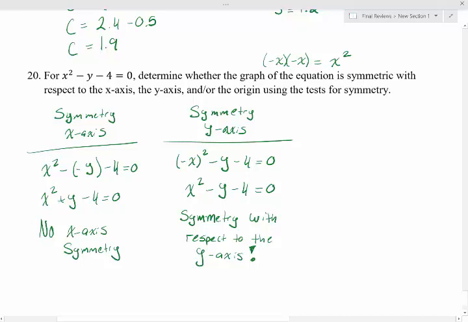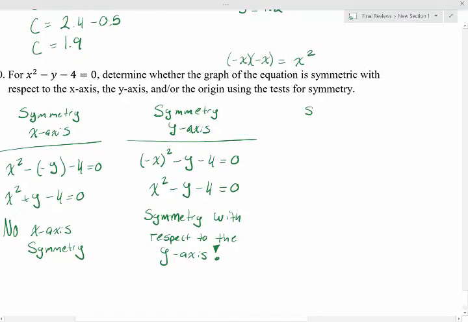Alrighty, and then the last one is going to be to test for our origin. Now, you may know the little shortcut, saying that if we have symmetry with respect to the x-axis and not the y-axis, we're guaranteed to not have symmetry with respect to the origin, or vice versa. But, worst case scenario, double check. It's only going to take a couple seconds to do it. So we're going to do symmetry with respect to the origin.